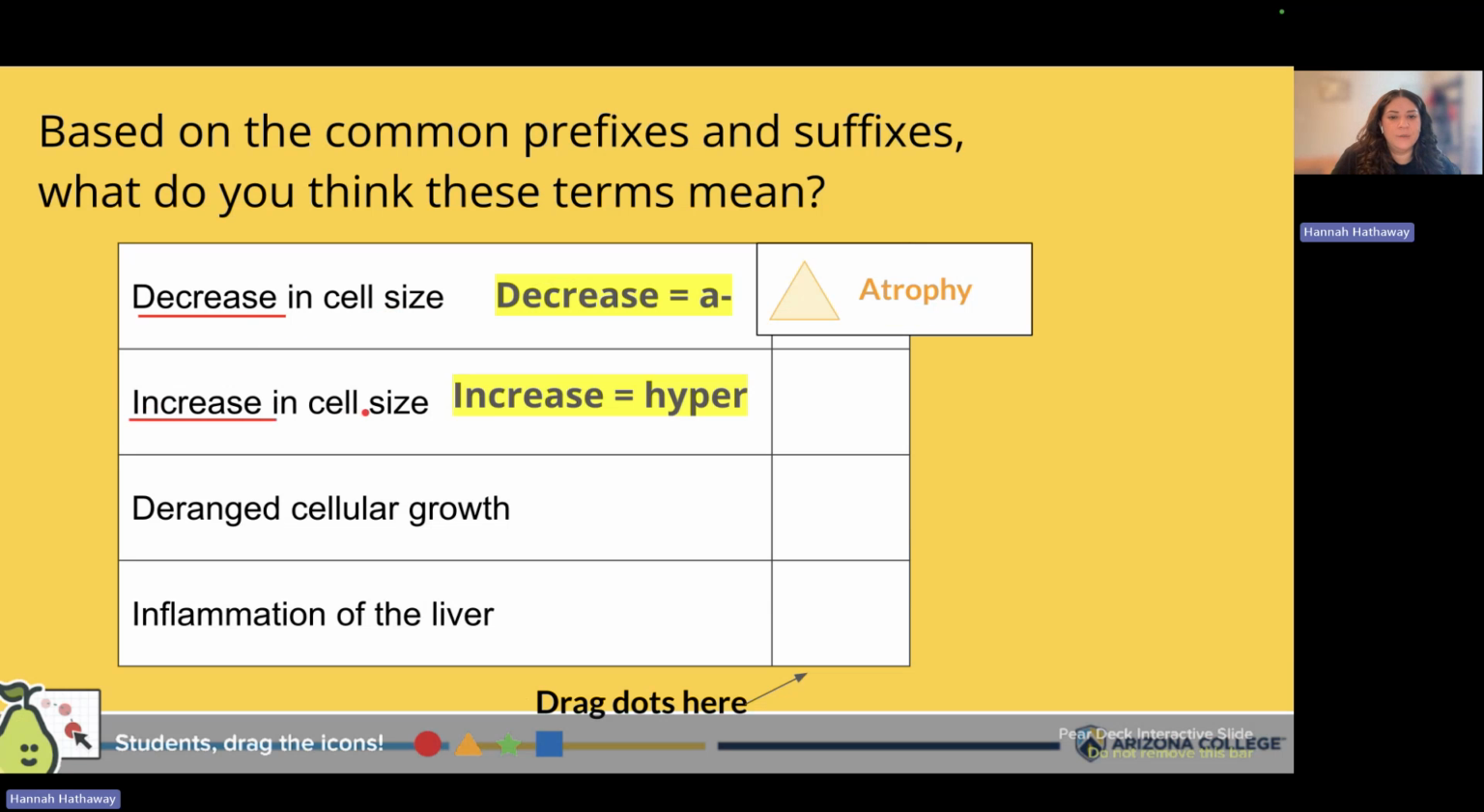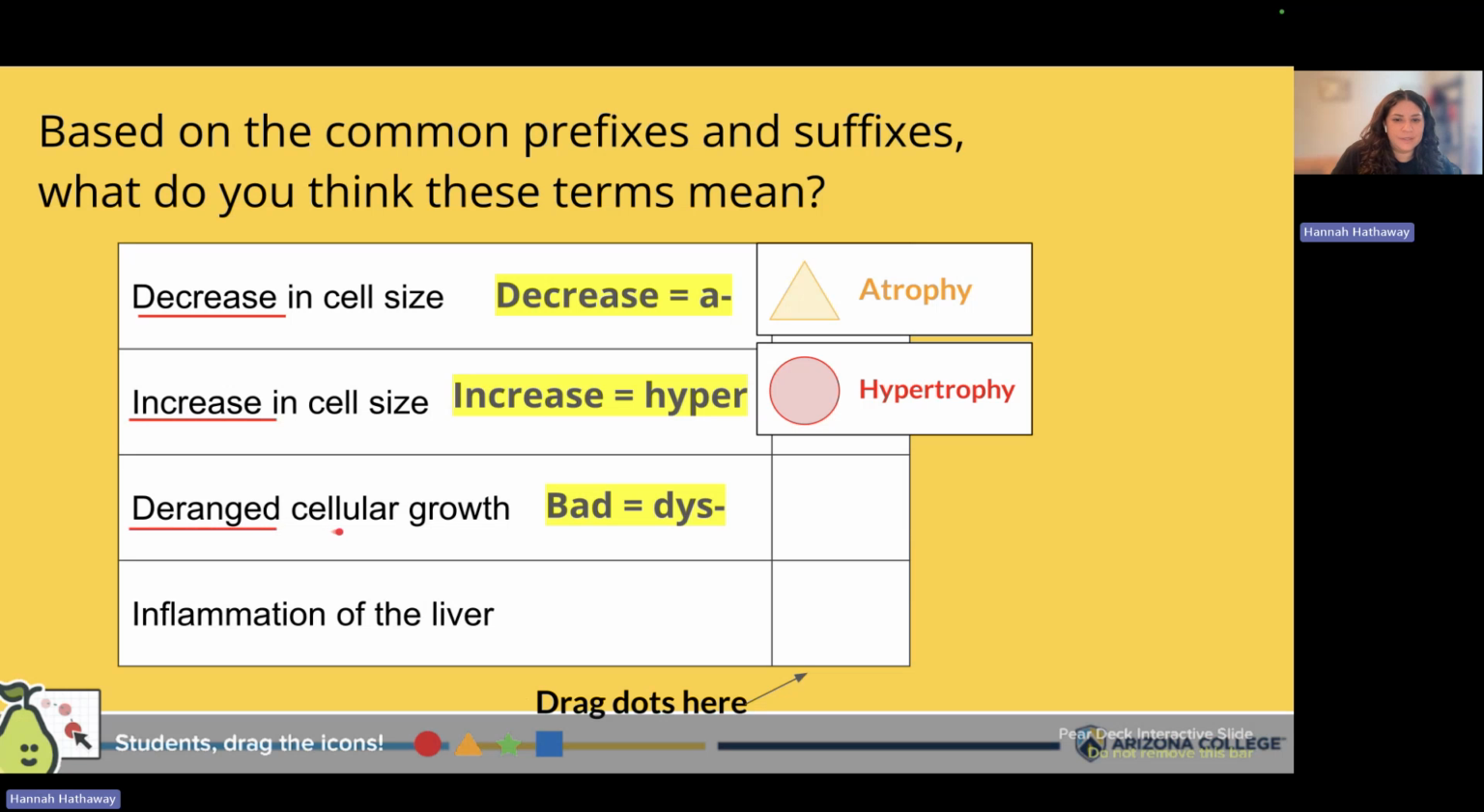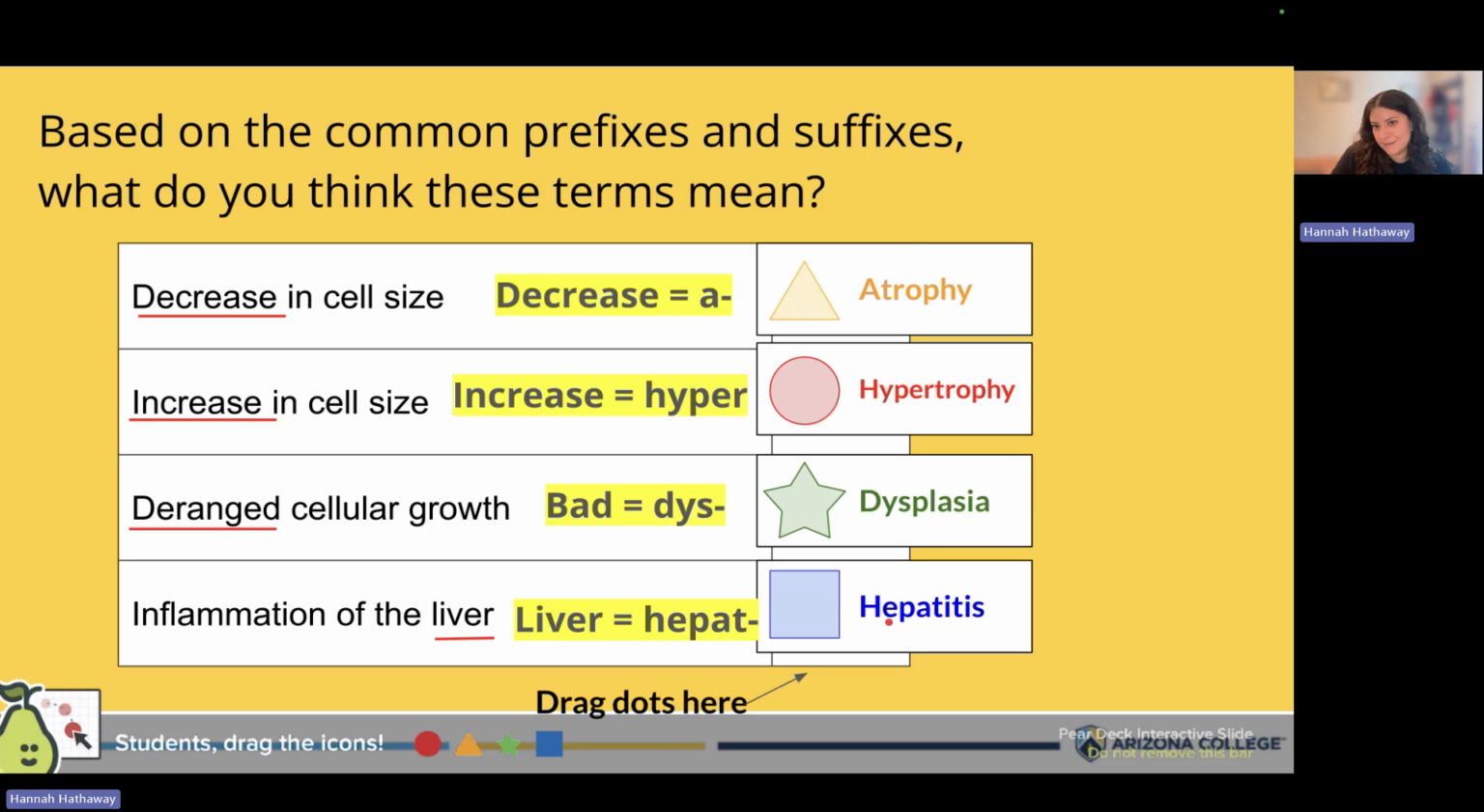Increase. So what is that term that means increase? That would be hyper. So hypertrophy would be the best choice here. Deranged or difficult or bad. So that would be dys. So this would be dysplasia. And then inflammation of the liver. What's the term that means liver? That's hepat. So that would be hepatitis.